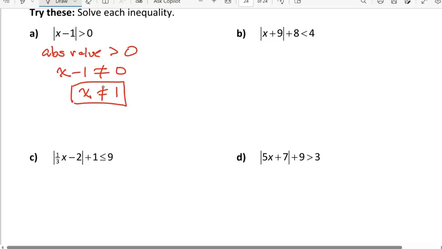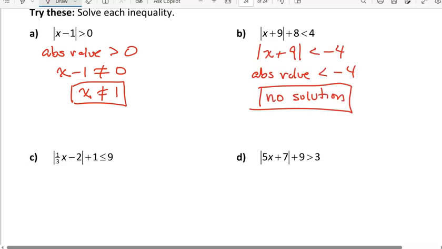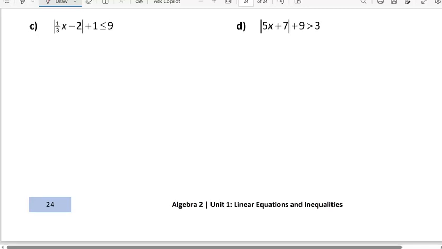Alright, your turn now to try B. For this one we have to stop and think again. An absolute value less than a negative number, that would be a positive number, or 0 less than a negative number. Neither one of those things will ever be true, so this has no solution. Alright, your turn to try C. Pause the video while you try this one.